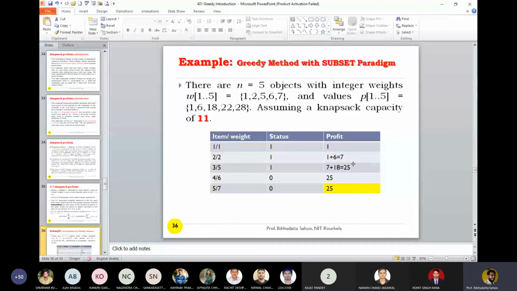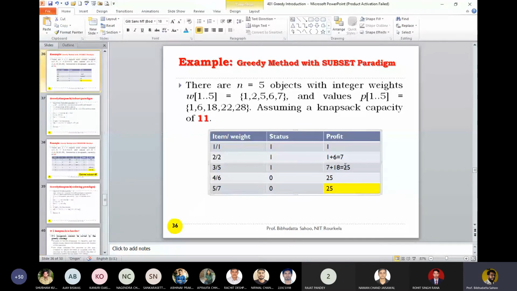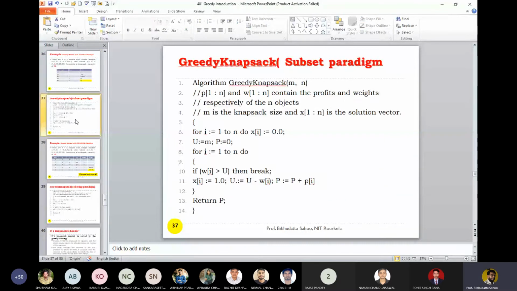After adding that, I am not going to be able to select the fourth item because its weight is 6. So my selection is: first is taken, second is taken, third is taken, fourth not feasible, fifth not feasible. So the maximum profit is 25. Okay, this is the algorithm I have written.